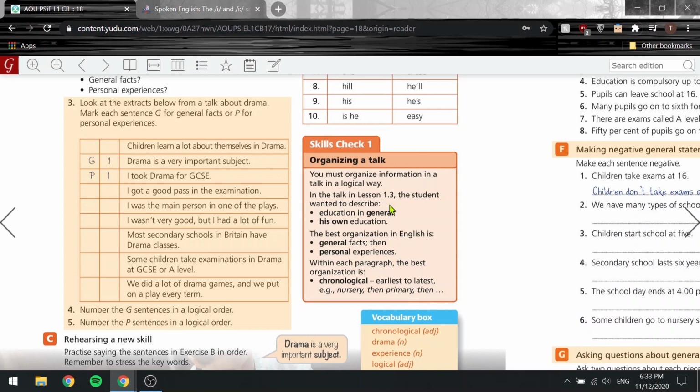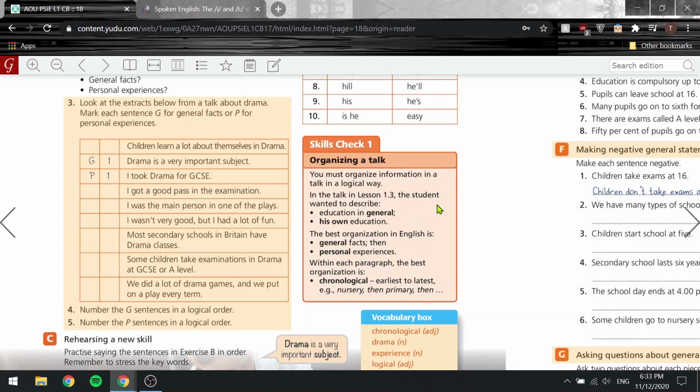In the talk in lesson 1.3, the student wanted to describe education in general and his own education. So the best organization in English is using general facts and then using your own personal experiences. You can't talk about personal experiences before talking about general facts in a talk, okay? First, you have to state the general facts of the place that you're studying at. In this case, it was Britain.